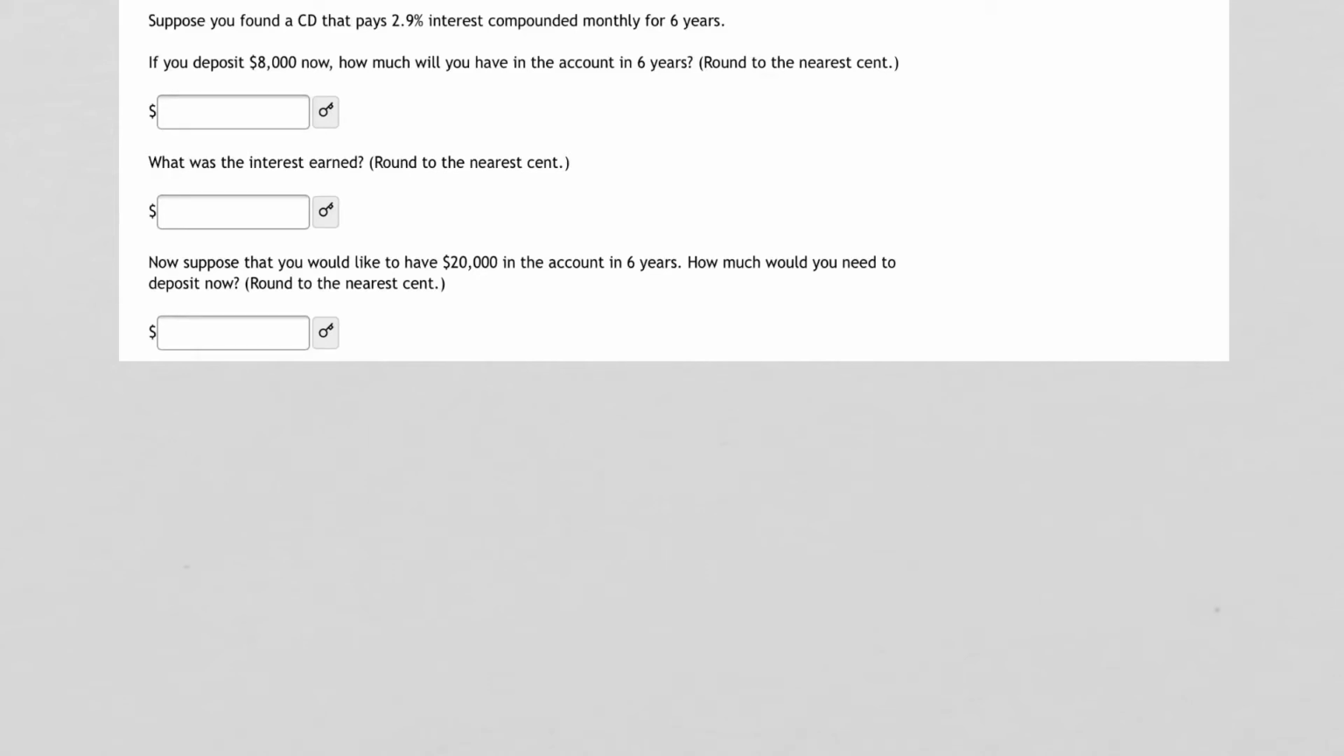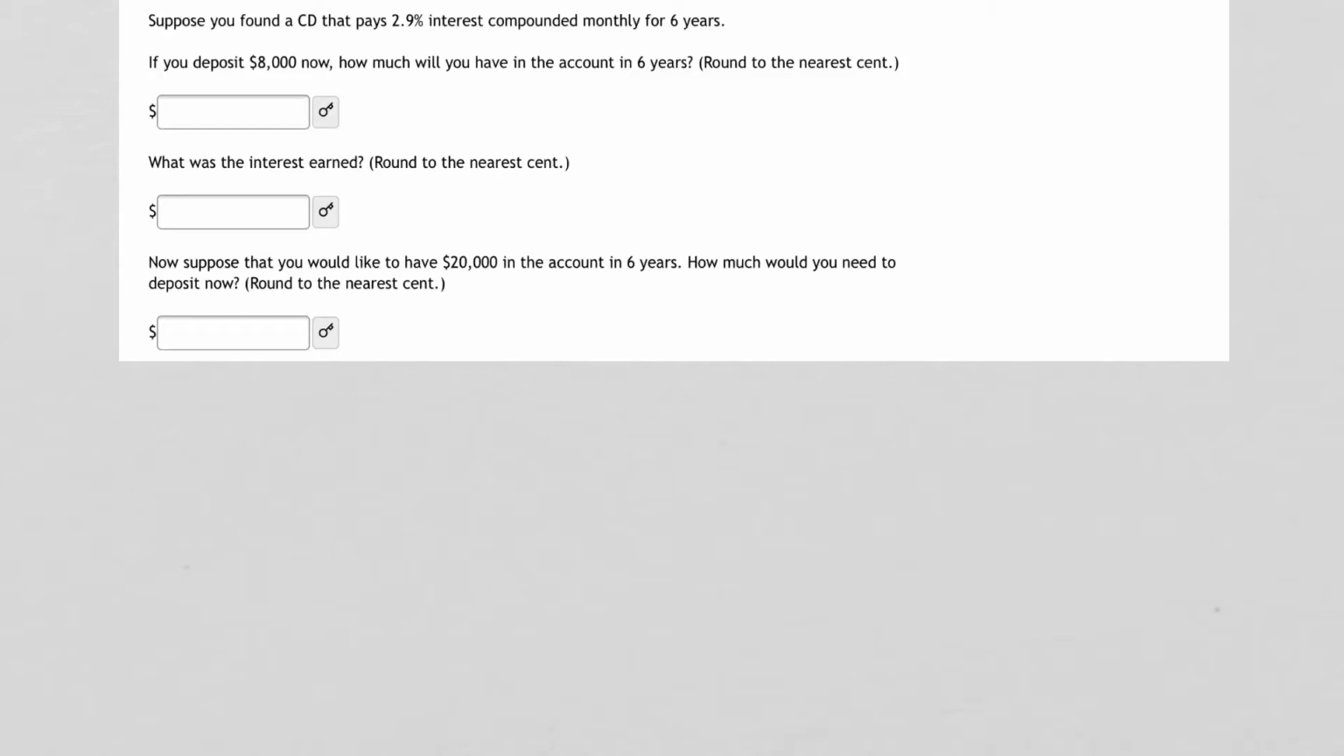Suppose you found a CD that pays 2.9% interest compounded monthly for 6 years. If you deposit $8,000 now, how much will you have in the account in 6 years? Round to the nearest cent. What was the interest earned? Now suppose that you would like to have $20,000 in the account in 6 years. How much would you need to deposit now?